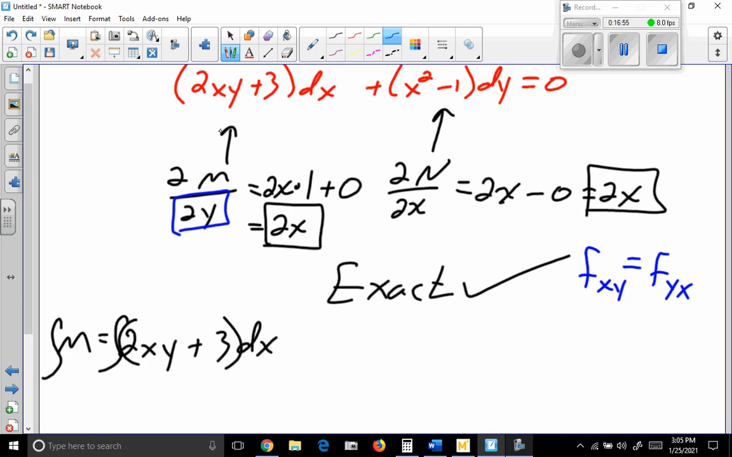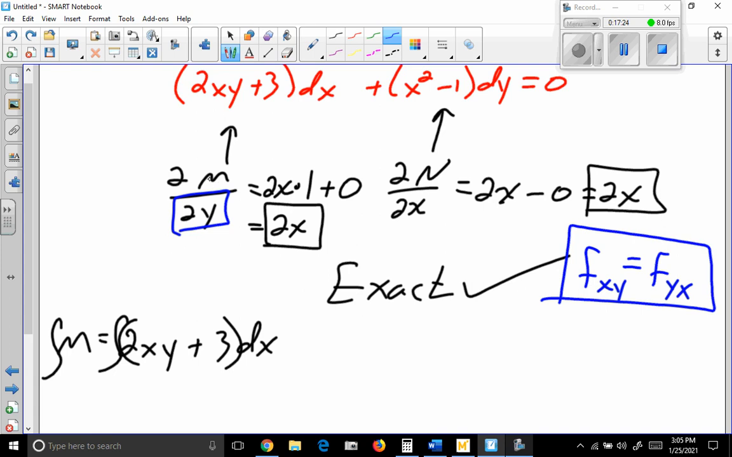If this was a partial derivative of our function with respect to x, then when we take the partial with respect to y, it should match what we get if this is a partial with respect to y, and then we take the partial with respect to x. So we're trying to see if we have that characteristic. If not, then it's not exact, and we have to do something different. But if it is exact, then we work our way backwards.